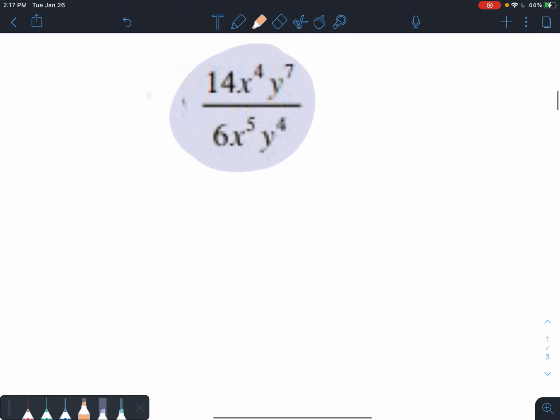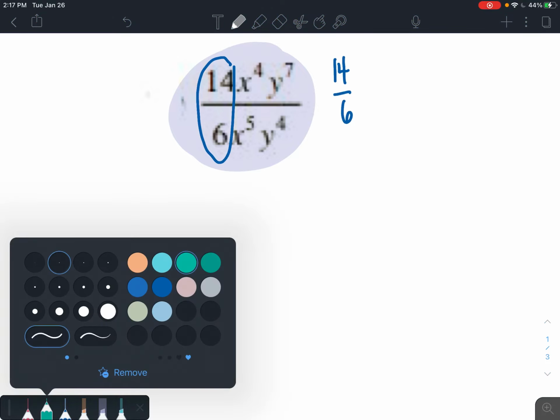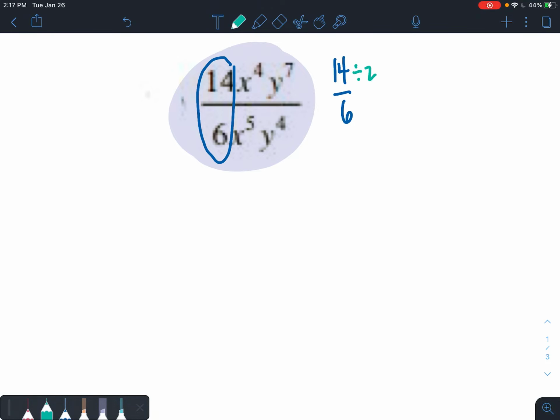All right, and then let's go ahead and do this one. So we're going to do 14 over 6. If we do 14 over 6 and simplify it by dividing the top by 2 and the bottom by 2, I get 7 over 3. So I'm going to go ahead and start a fraction where I have 7 over 3.